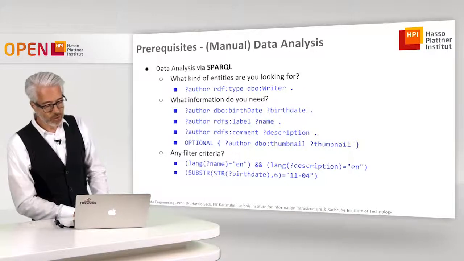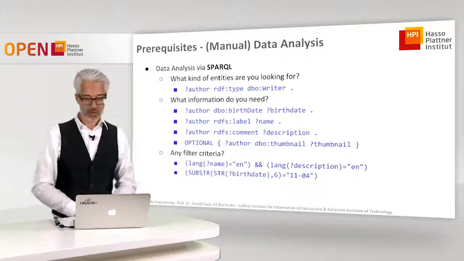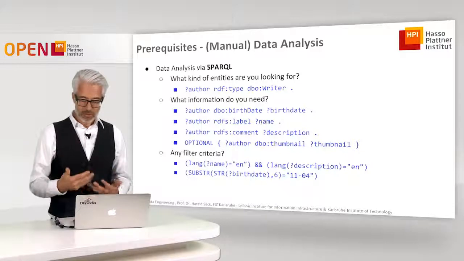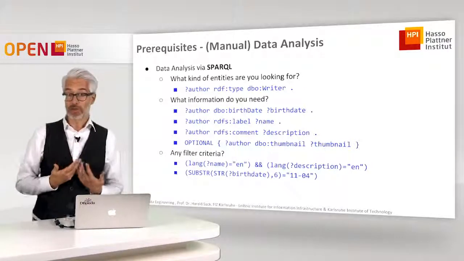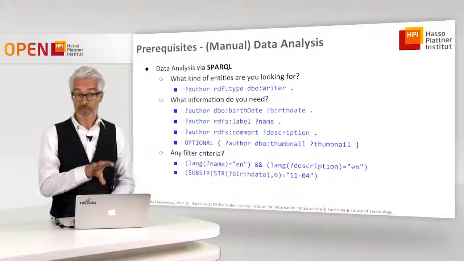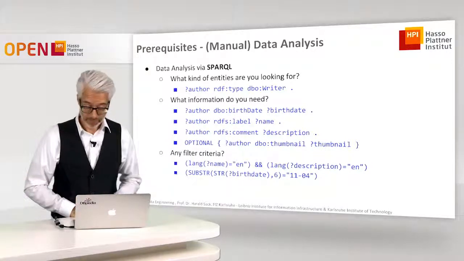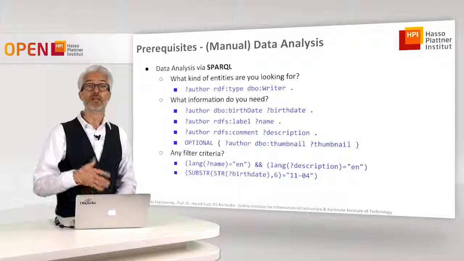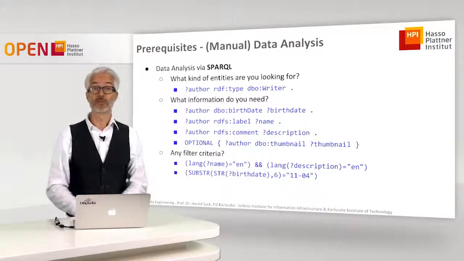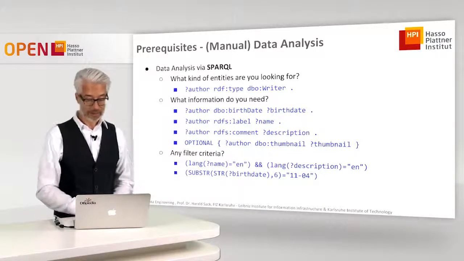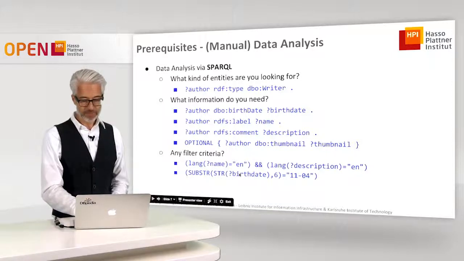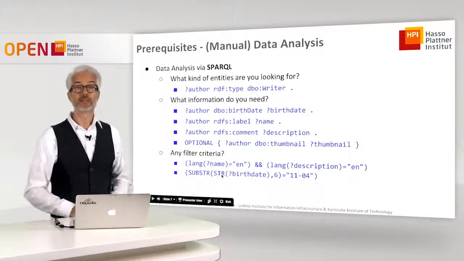And of course, we should look somehow for these authors whose birthday is today. So the recording date of this lecture that you see here is the 4th of November. How can I look for authors who are born on the 4th of November? It's quite simple. So I have here the birth date. I convert the birth date into a string.